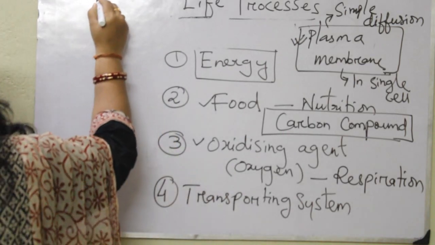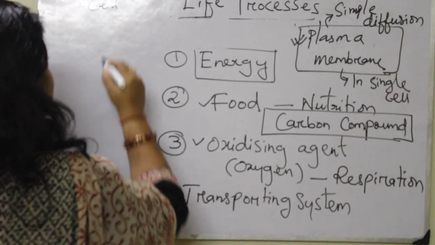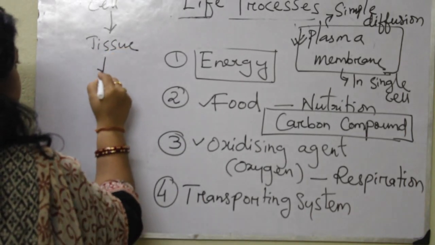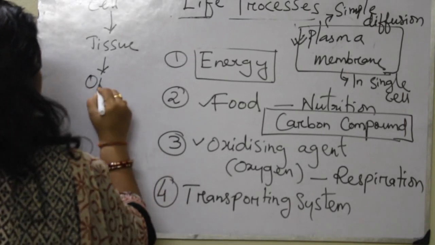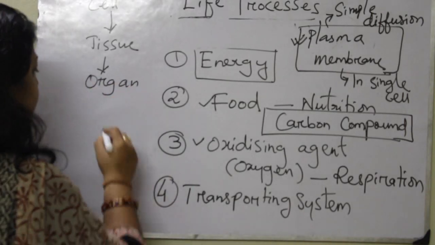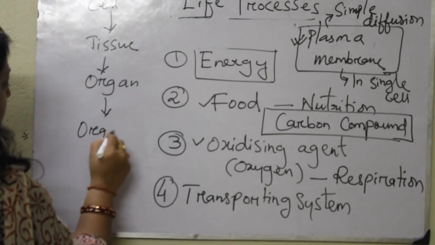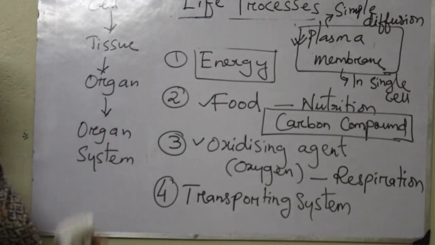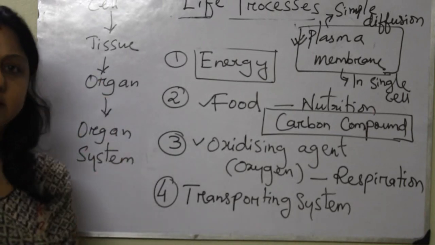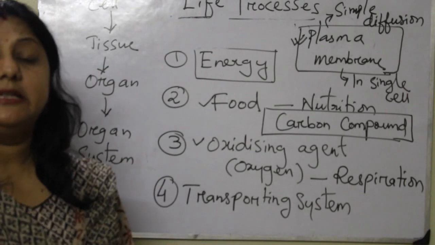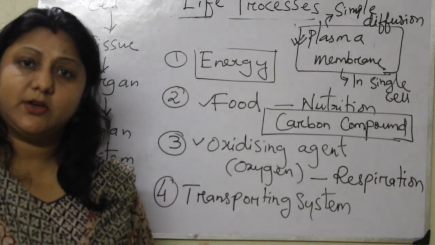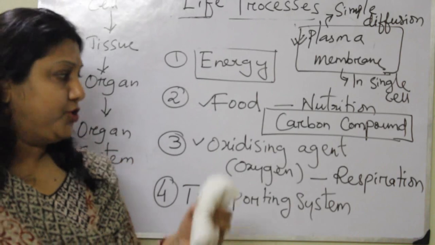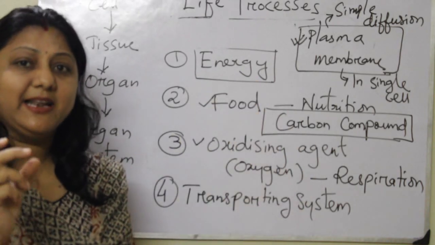So it starts with a single cell, a collection of cells forms a tissue, and tissues, many different types, collectively form an organ, and organs form an organ system. Okay, so this is the complete hierarchy of the systems. So simple diffusion is not possible in higher organisms or complex organisms. They need to have a proper system, a proper mechanism to carry out all these functions, to repair and to maintain the life, right?